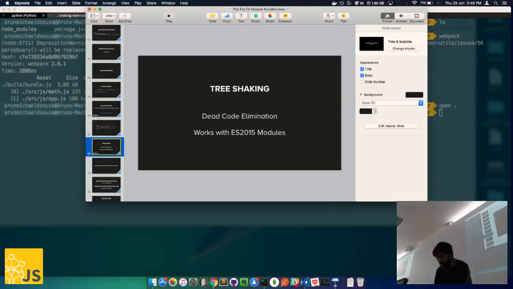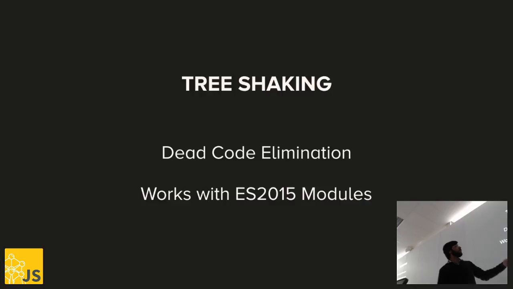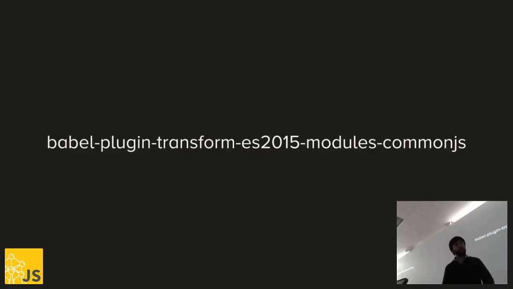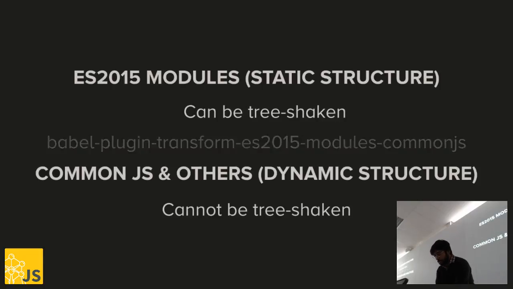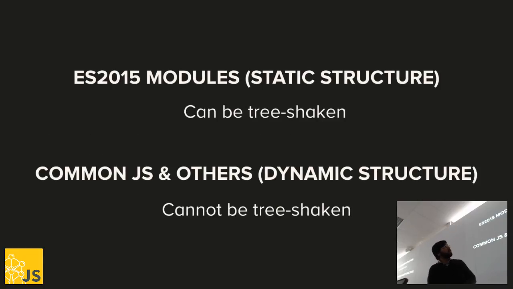Like I said, it only works with ES6 modules. So whenever you're using ES6 modules, we need this loader called Babel loader, and it has a dependency called Babel plugin, and what this plugin will do is transform all your ES6 code into CommonJS code, which is bad because, like I said, ES 2015 modules can be tree shaken.